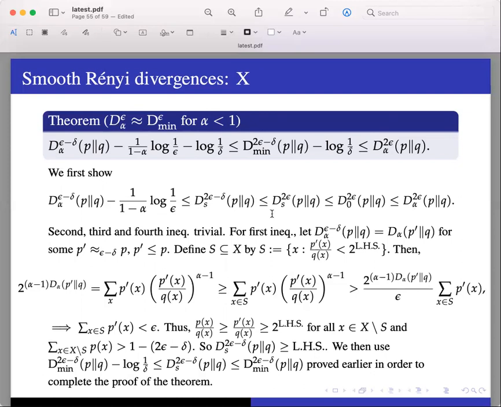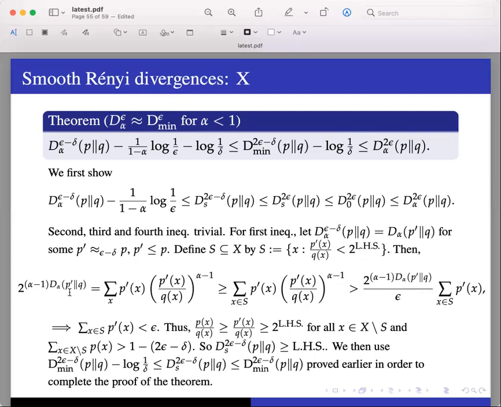Okay, so let's try to prove the first inequality. Again, it's a similar strategy to the previous proof. So this is a smooth alpha divergence for the smoothing parameter epsilon minus delta. Let it be the alpha divergence for p prime, where p prime is close to p and less than or equal to p. Again, define the set in a similar fashion. This is the set S of those symbols x such that the ratio p prime x by q x is less than 2 to the left hand side.